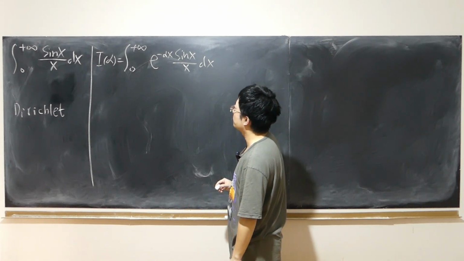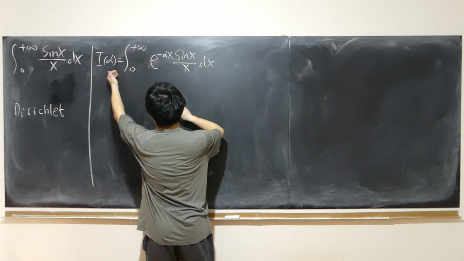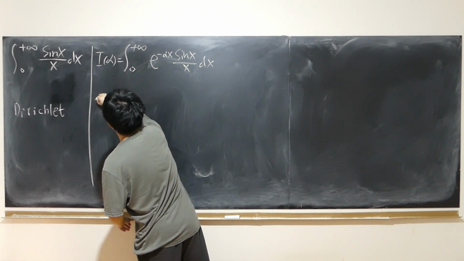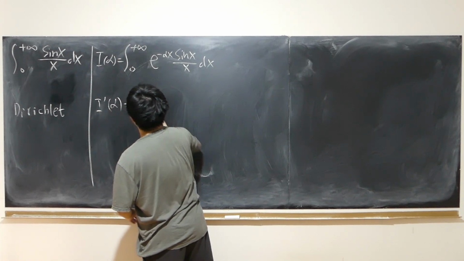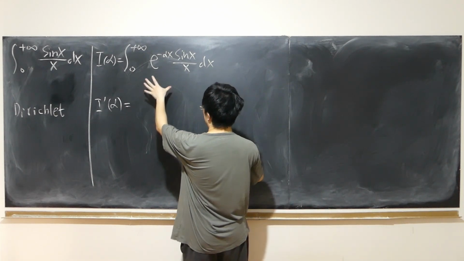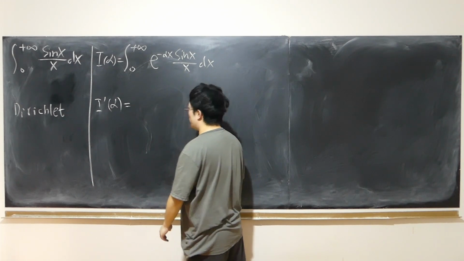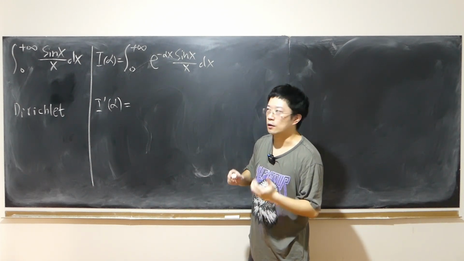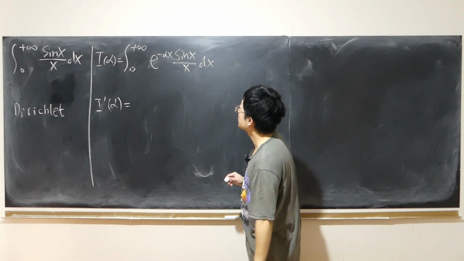And first of all, I'm going to differentiate with respect to alpha, I prime of alpha. Of course, it's also perfectly legal for me to differentiate inside first, then do the integration. I'll also make a video in the future explaining why. But in this video, I will just focus on the calculations.